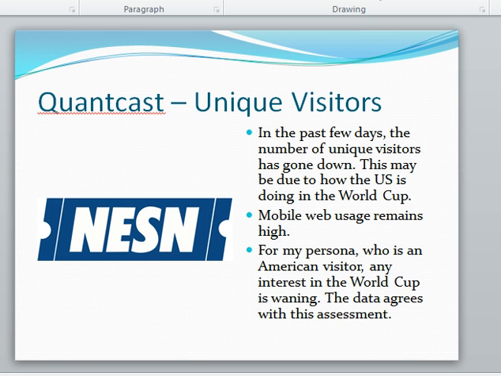nice breakdown of unique visitors, and what they're saying is in the past few days, the number of unique visitors has gone down. But I suspect that this is due to the fact that the U.S. isn't doing quite so well in the World Cup. Mobile web usage remains high.